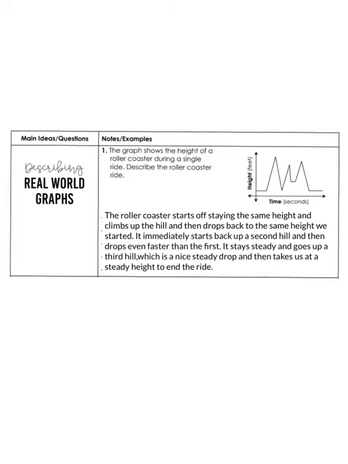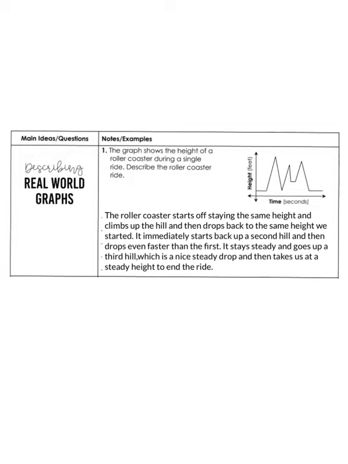Taking a second to put that all in words: the roller coaster starts off staying the same height and climbs up the hill and then drops back to the same height we started. It immediately starts back up a second hill and then drops even faster than the first. It stays steady and goes up a third hill, which is a nice steady drop, and then takes us at a steady height to the end of the ride.